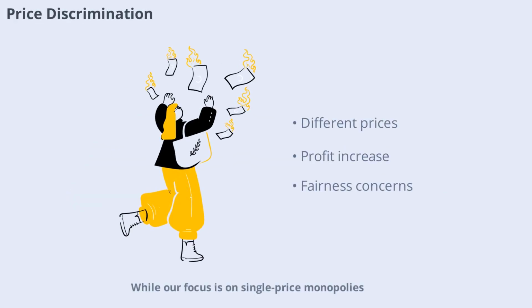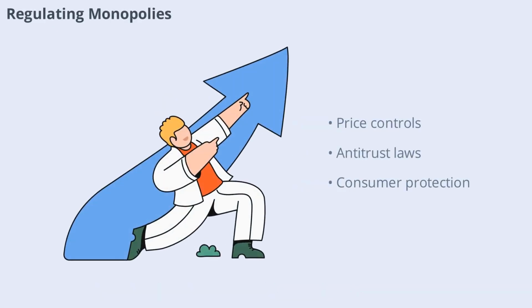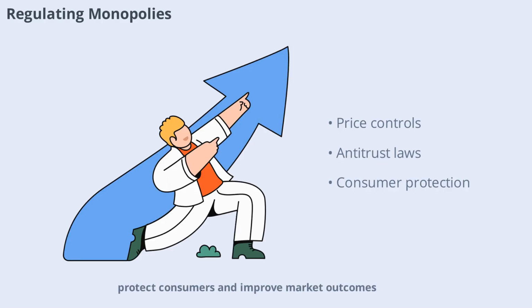While our focus is on single-price monopolies, it's worth noting that some monopolists engage in price discrimination, charging different prices to different consumers. This can increase profits and sometimes reduce deadweight loss, but it also raises concerns about fairness and market power. Governments often regulate monopolies to protect consumers and improve market outcomes. Regulation can take the form of price controls, public ownership, or antitrust laws designed to promote competition. The goal is to reduce inefficiency and ensure that consumers are not exploited by monopoly power.